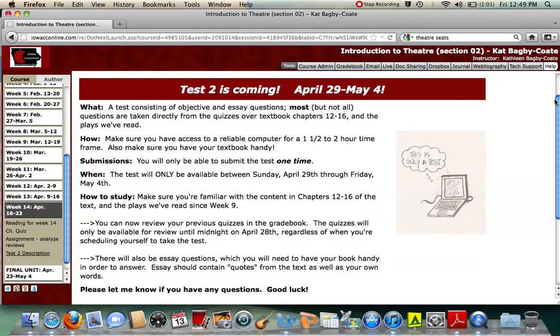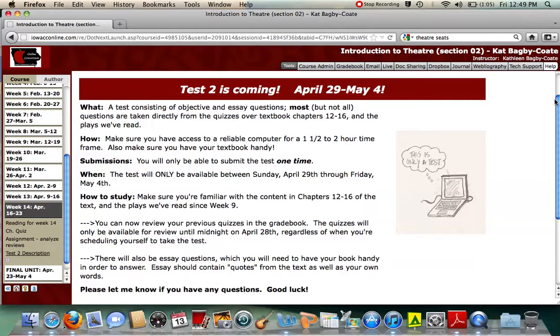So you can study for it now and just take the test as of April 29th. So this is a test consisting of objective and essay questions. Most but not all questions are taken directly from the quizzes over the textbook chapters 12 to 16 and the plays we've read since test 1, which would be Fences and Waiting for Godot.